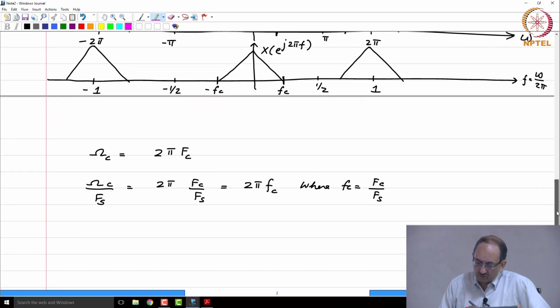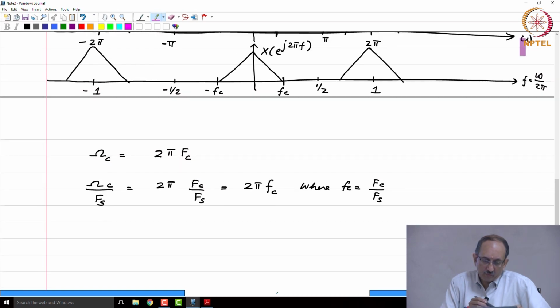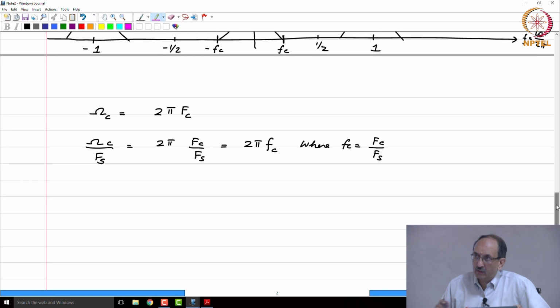Again, everything is consistent. Omega is a dimensionless number because it is the argument to the exponential. Therefore, f also is dimensionless because it is the ratio of F c to F s. F c is in units of hertz, F s is in units of hertz. Therefore, the little f scale is again a dimensionless quantity.